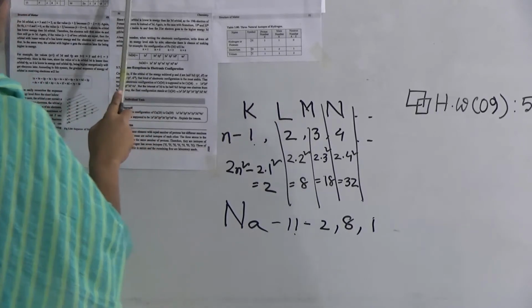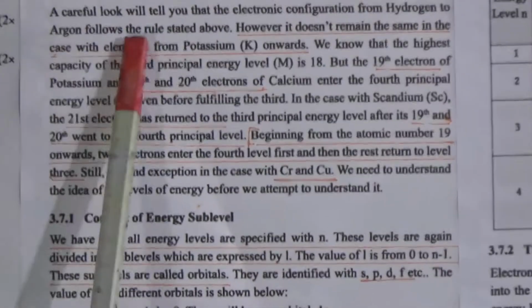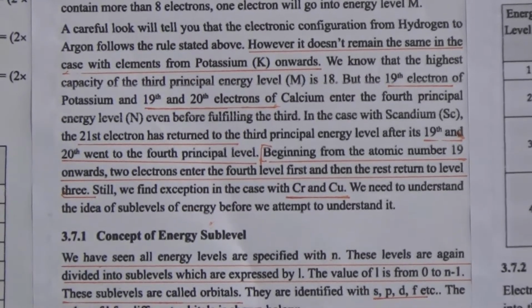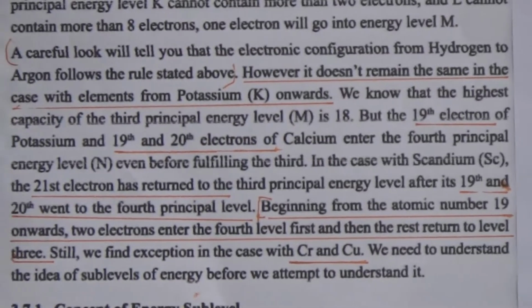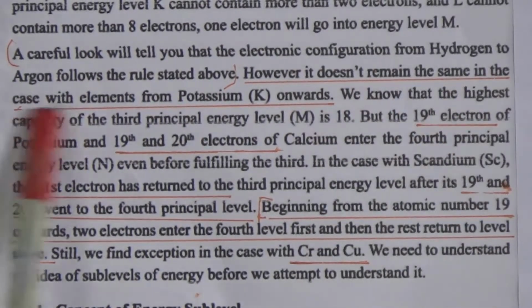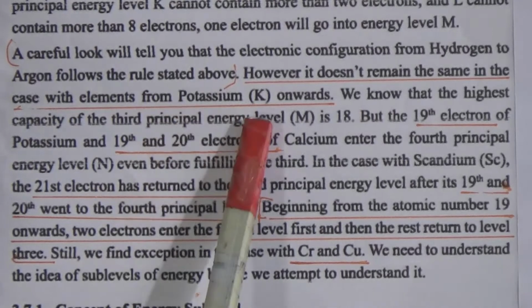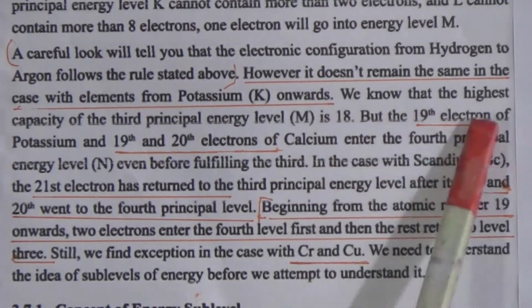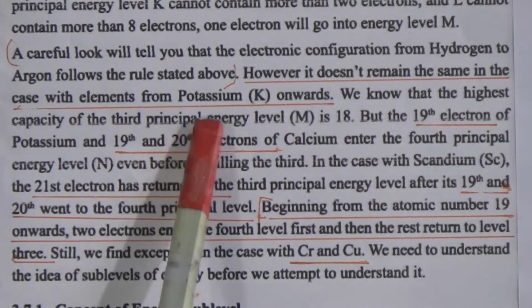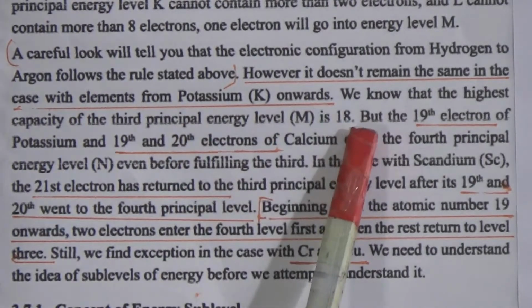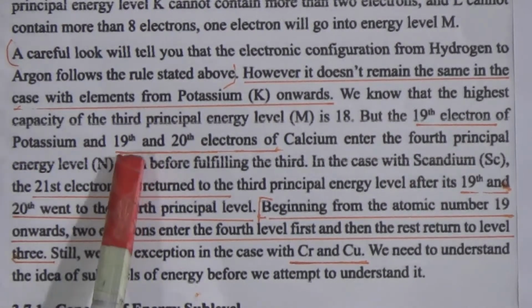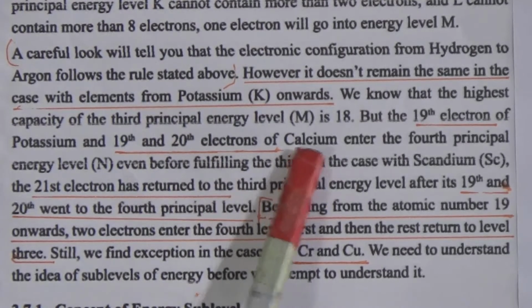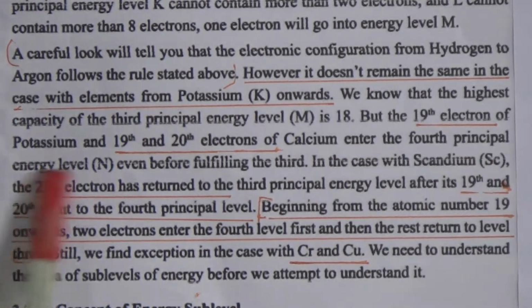Now a careful look will tell you that the electron configuration of hydrogen to argon follows the rule stated above, as I have just told you. However, it does not remain the same in the case of the elements from potassium onwards. We know that the highest capacity of the third principal energy level is 18, but the 19th electron of potassium and the 19th and 20th electrons of calcium enter the 4th principal energy level.